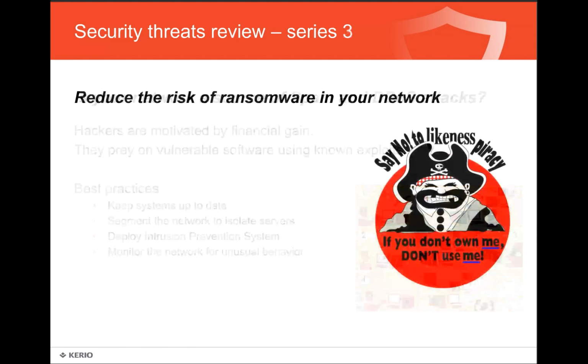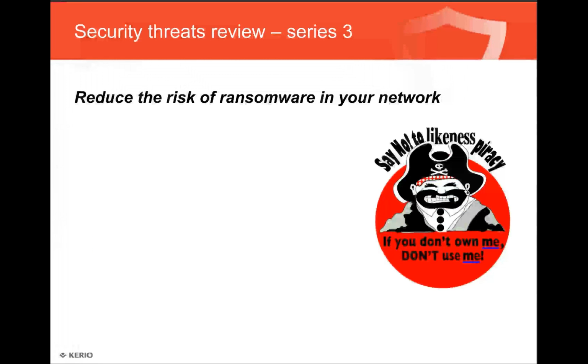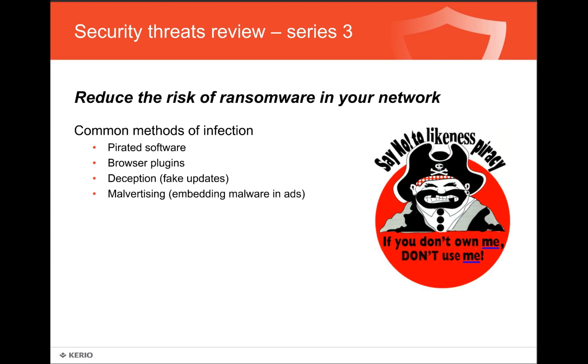The last part of the series was about reducing the risk of ransomware in your network. So what are the common methods for infection? Pirated software, which has an integrated malware. For example, I just read in the news today that Transmission, which is a BitTorrent client for OS X, has some malware now integrated. So, this is not directly pirated software, but as you can see, maybe not so serious software can have such malware inside.